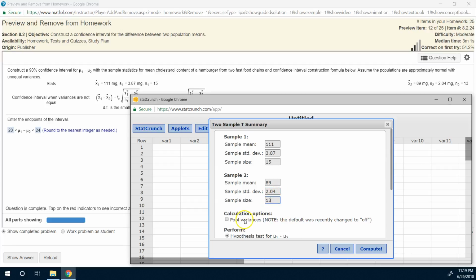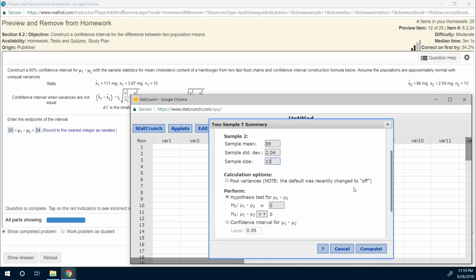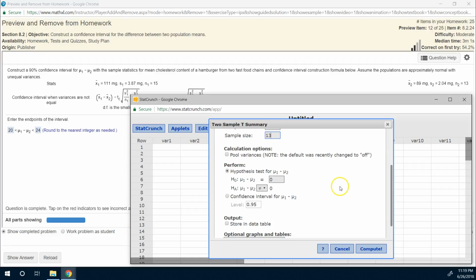And we're not doing pooled. Pooled variances is when the variances are equal to each other. But it says are not equal. And we're doing a confidence interval instead of a hypothesis test. So that's where it changes compared to 8.2.11.